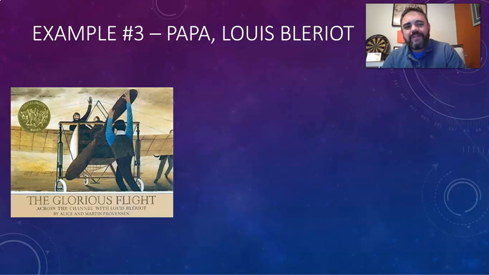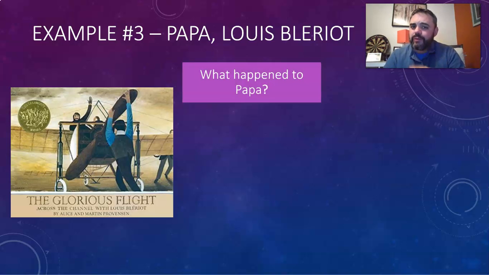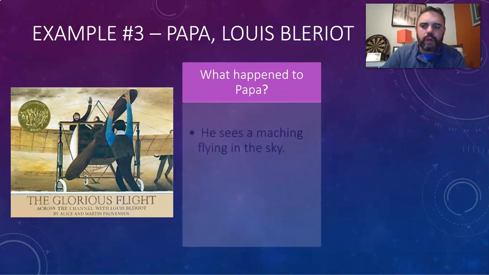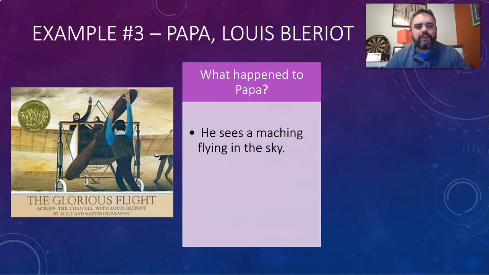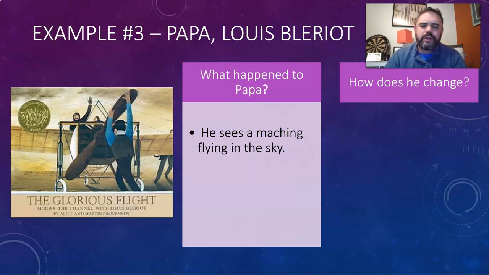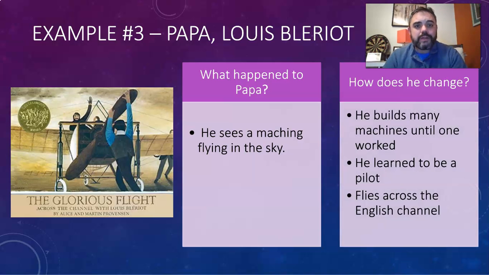So, think with me now, what event happened to Papa? What happened to old Louis that caused a lot of change in his life? Boom. We're not even going to wait. He sees that machine flying in the sky right towards the beginning of the story. And how did it make him change? Well, he changes quite a bit, doesn't he?